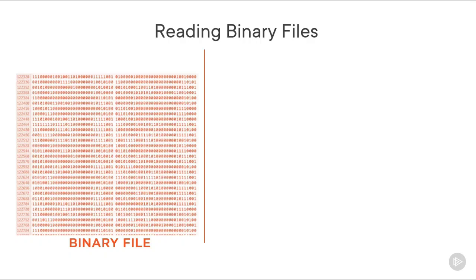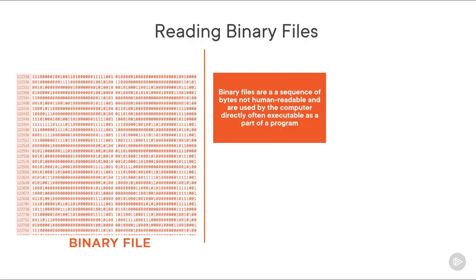And so all you see are zeros and ones. This is in machine readable format, not human readable format, right? So it'd be really hard to understand what this data represents. And that's what binary files are. They're a sequence of bytes that you can't read as a human, but the computer understands them.